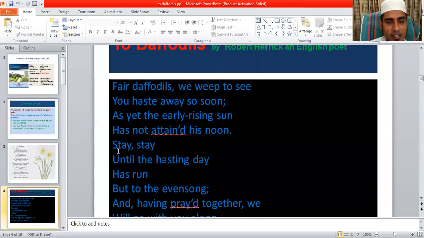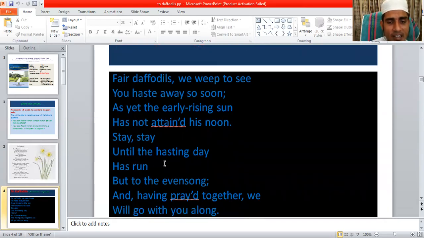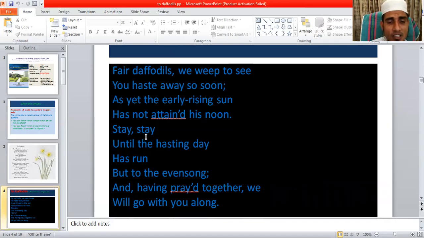The poet says, "Stay, stay until the hasting day has run." The poet makes an appeal to the flower: please, dear daffodils, fair daffodils, please stay with us. Stay with us for a certain time. Stay with us until the hasting day has run, but to the evening evensong. At least to the evensong. Please stay, fair daffodils. The poet makes an appeal here.